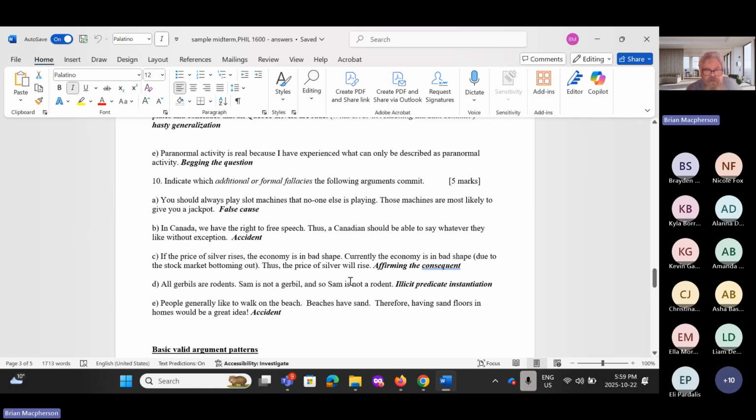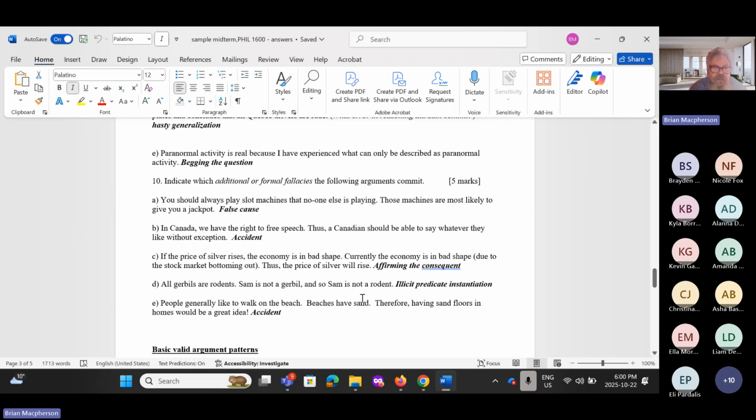It's a formal fallacy. Now we go to D. All gerbils are rodents. Sam is not a gerbil, and so Sam is not a rodent. That would be illicit predicate instantiation. How do you know? Because you have a universal sentence and then two sentences of subject and predicate, right?